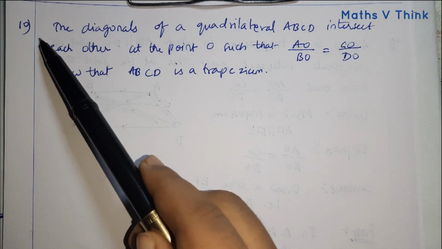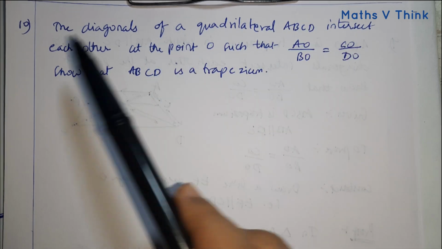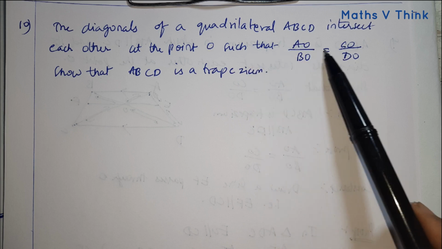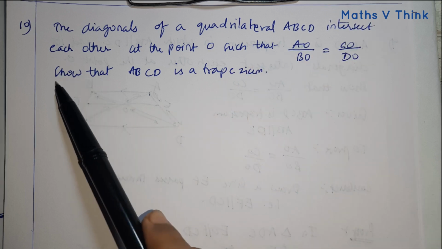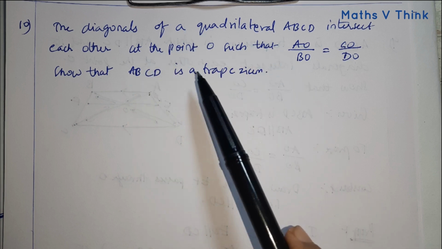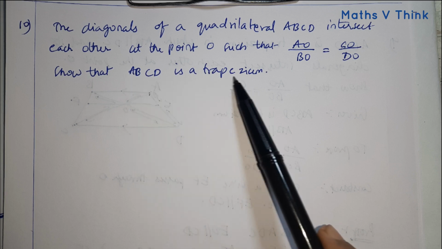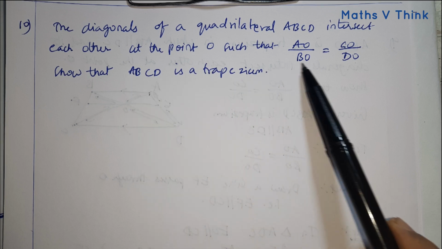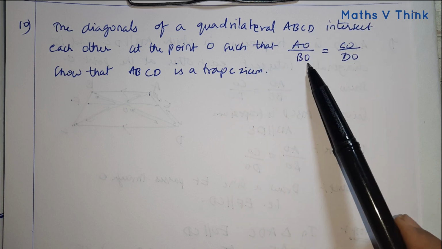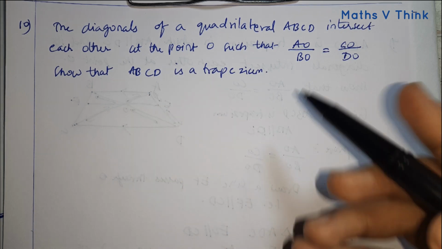The 10th question says the diagonals of a quadrilateral ABCD intersect each other at the point O such that AO by BO is equal to CO by DO. Show that ABCD is a trapezium. It is same as the previous sum, but in the previous sum they gave this information as the given and we need to prove this. But in this question they gave this as the given. We need to prove this, ABCD is a trapezium.